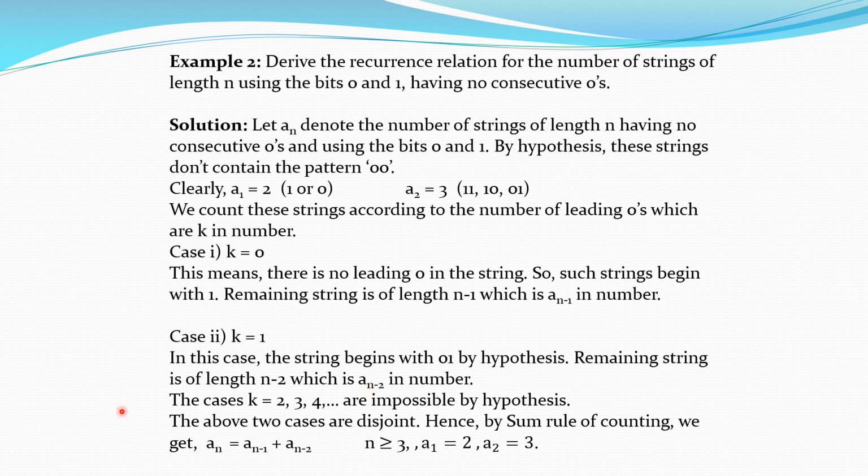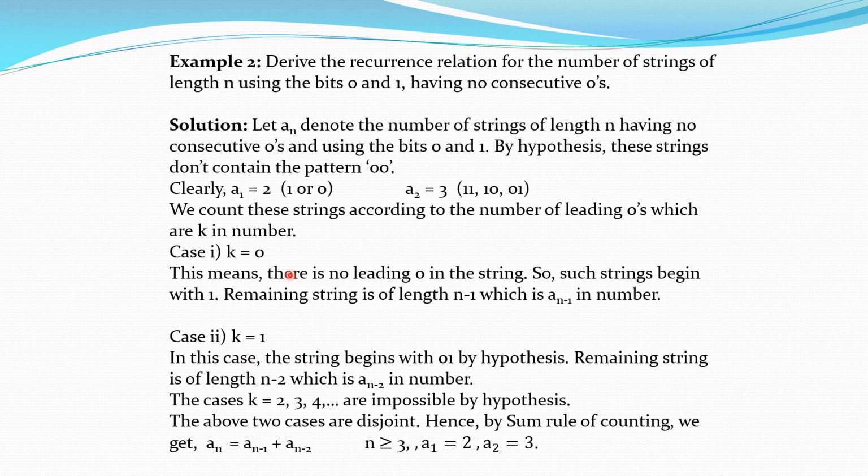Now see, cases k equal to 2, 3, 4 and so on are impossible. Why? Because if k is equal to 2, it means the number of leading zeros is 2. That means the string will start with two consecutive zeros, which is not allowed. Same thing happens if k equal to 3, 4 and so on. So the cases k equal to 2, 3, 4 and so on are impossible by hypothesis. So either case 1 will be there or case 2 will be there.